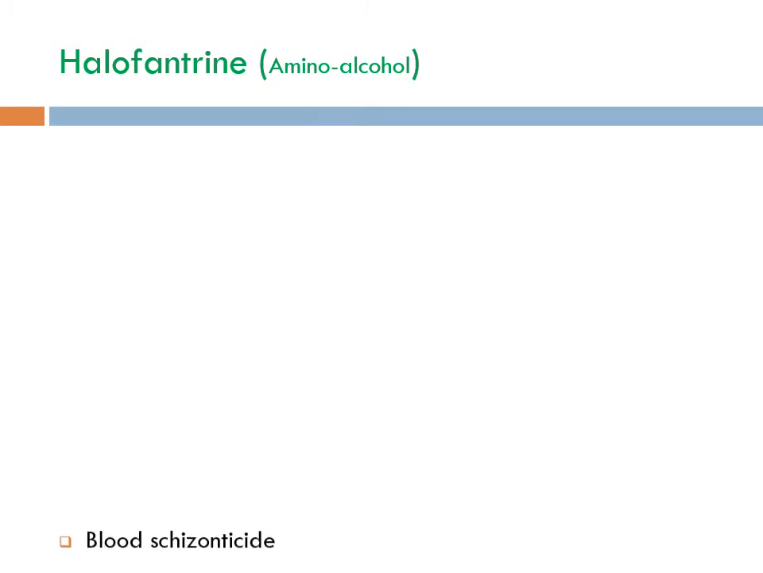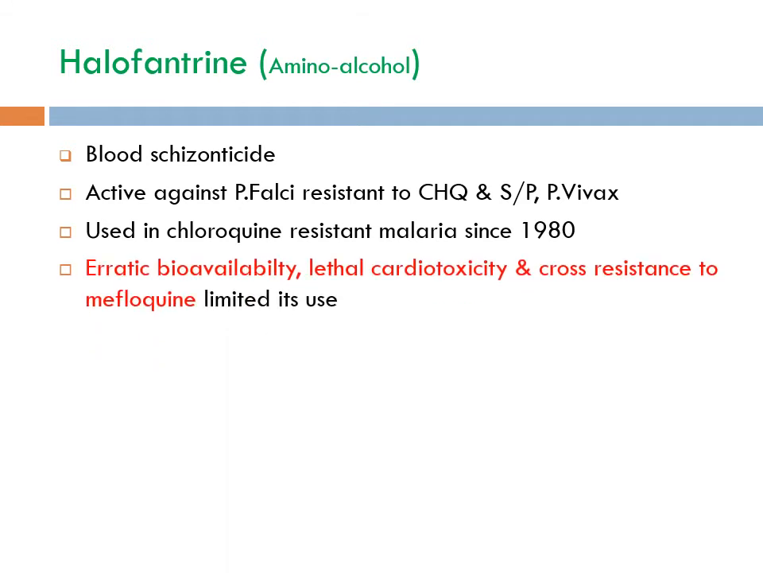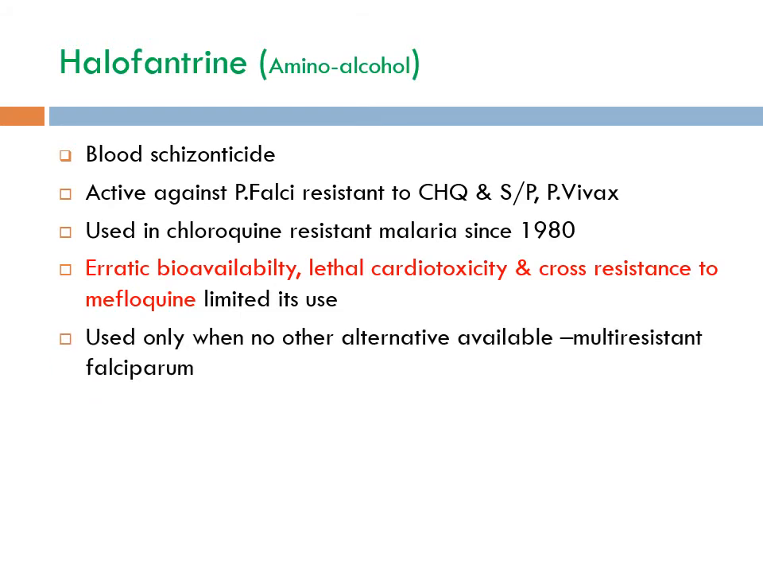Halofantrine, which is an amino alcohol, is a blood schizontocide active against P. falciparum resistant to chloroquine and sulfadoxine pyrimethamine and also against P. vivax. It has been used in chloroquine resistant malaria since 1980, and because of erratic bioavailability, lethal cardiotoxicity and cross resistance to mefloquine, its use has been limited. And nowadays it is used only when no other alternatives are available against multi-drug resistant P. falciparum infection.